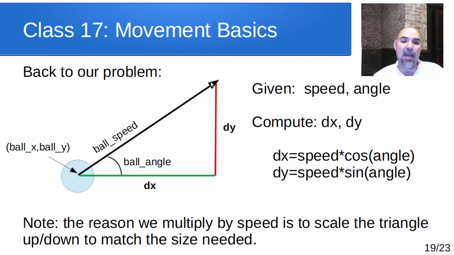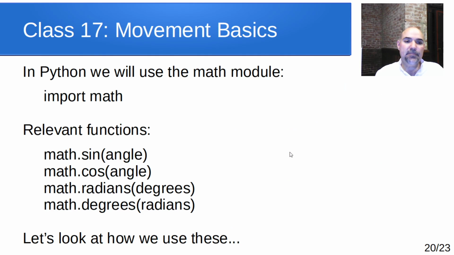If I have a speed that's half of 1, like 0.5, like right there, then this is half, and that would be half. And so it's just similar triangles that we use to do that, to scale that triangle either up and down to match the size of this hypotenuse, which is our speed. So there's our calculation for that.